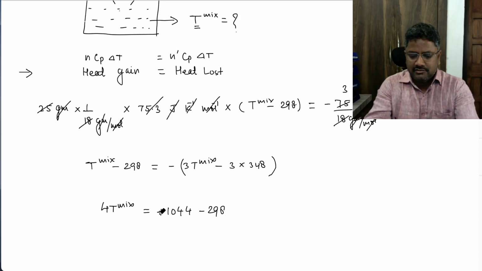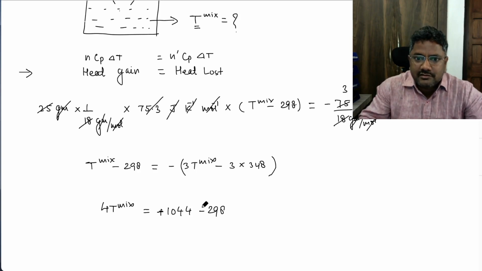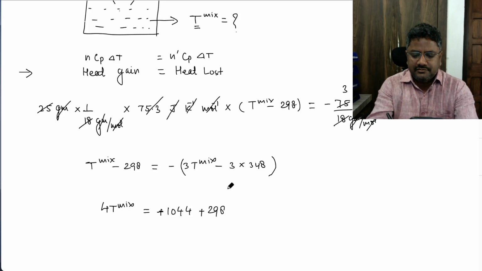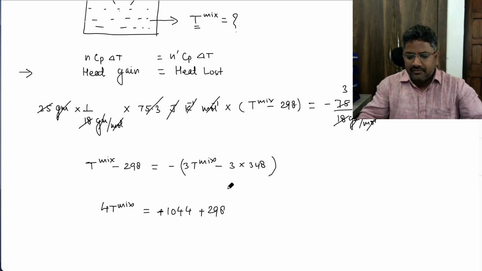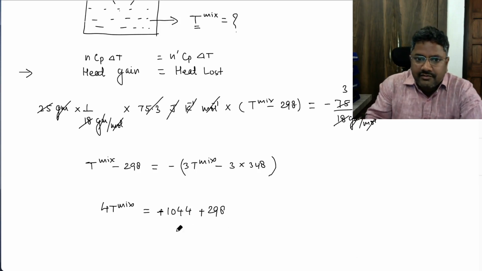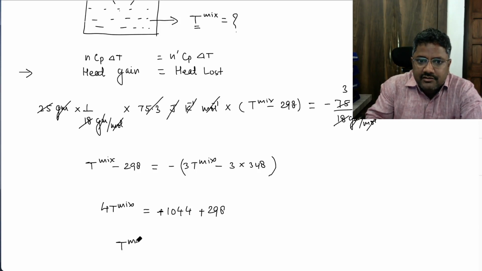So 348 into 3 is 1044, and plus 298 is equal to 1342 divided by 4. So this is 335. So T mixture is equal to 335 Kelvin. So one task now is complete.